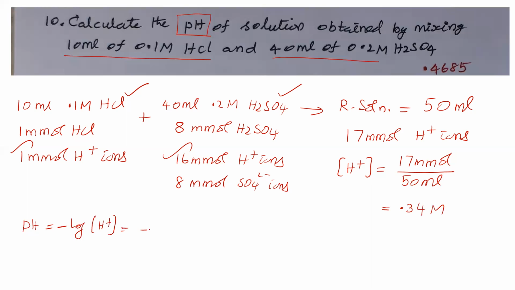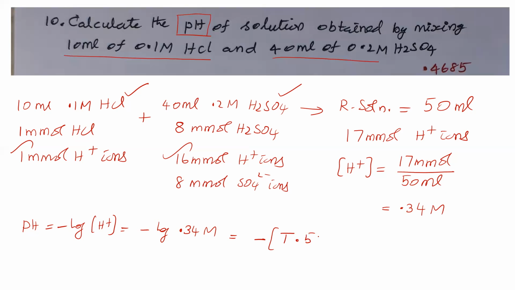So we will substitute: minus log of H plus concentration, which is 0.34 molar. We are taking the log for this. Since the log is of a number with a decimal point, here the point is there, therefore we have to keep 1 bar. We have to keep 34. We are taking log for 34.